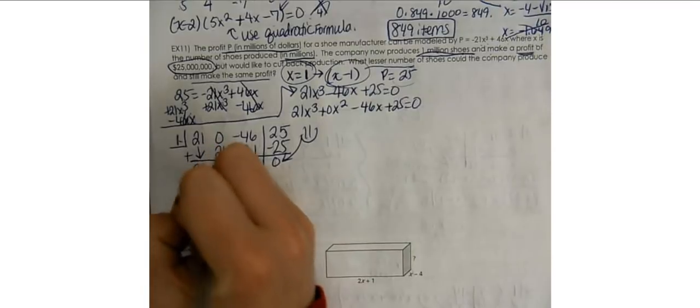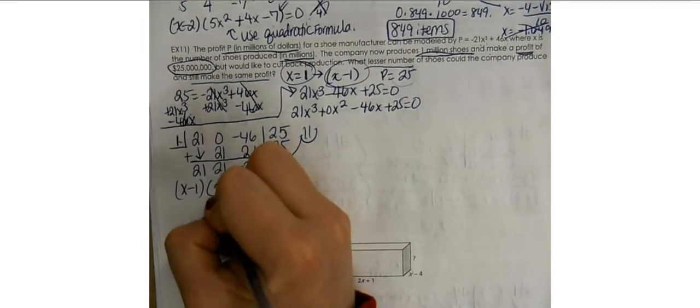So now I'm going to use that x minus 1, and my other parenthesis is going to be 21x squared plus 21x minus 25 is equal to 0. Well, you can pretty much guess that 21x squared plus 21x minus 25 is not factorable. So because it is not factorable, we're going to use the quadratic formula to help us to identify what our other x-intercepts are going to be.